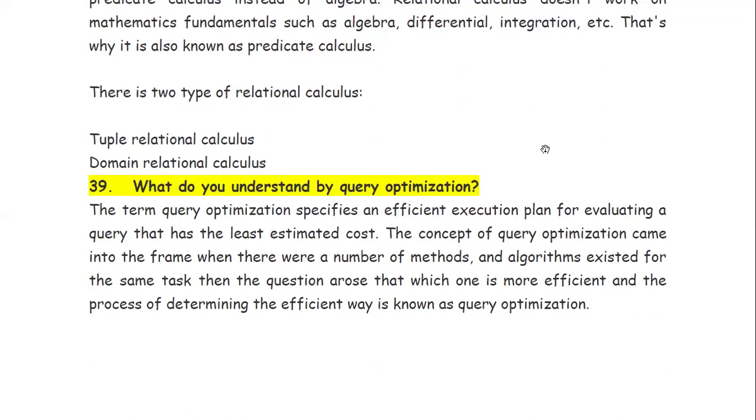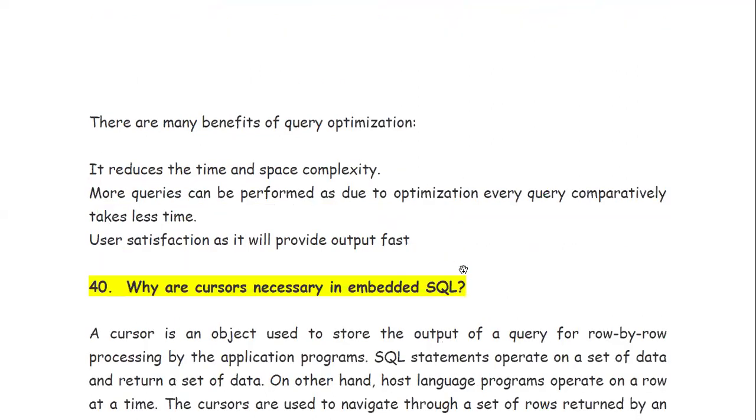Next question, what do you understand by query optimization? The term query optimization specifies an efficient execution plan for evaluating a query that has the least estimated cost. Right? So it means we try to optimize the query. The concept of query optimization came into the frame when a number of methods and algorithms existed for the same task. Then the question arises: which one is more efficient? The process of determining that efficient way is known as optimization, or in this case, query optimization.